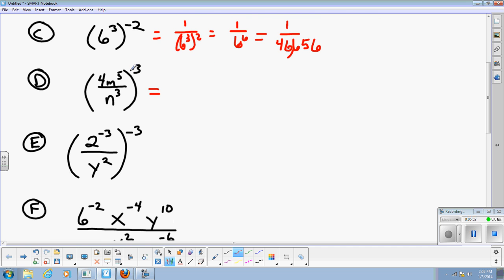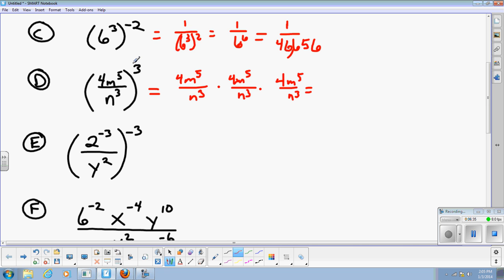If I apply power to a power with a division problem, this 3 cubed, if I write it out the long way, I would write 4m to the 5th over n cubed times 4m to the 5th over n cubed times 4m to the 5th over n cubed. I would write that out 3 times. And then I would take a look at the top, and I multiply the tops together, and I multiply the bottoms together. So on the top side, I would have 4 times 4 times 4.